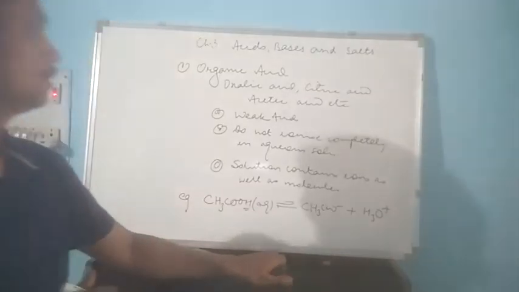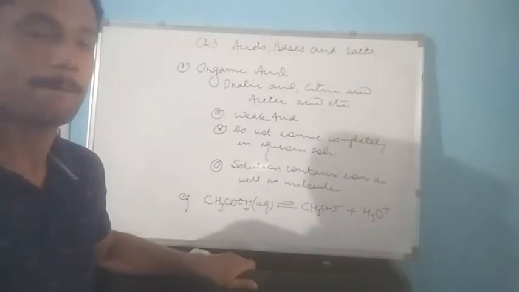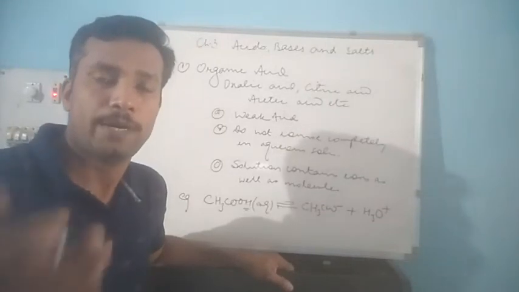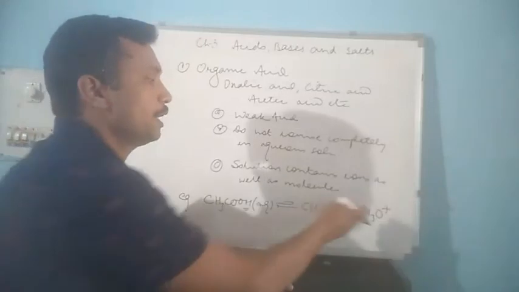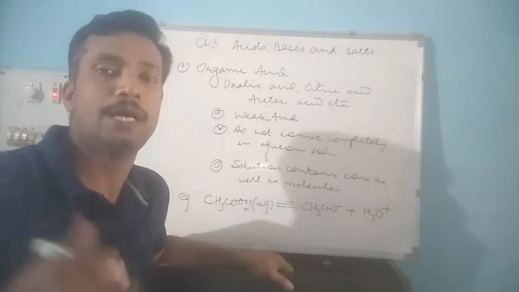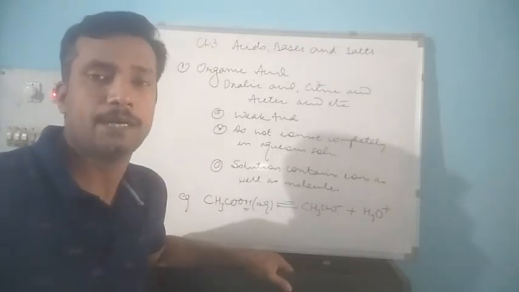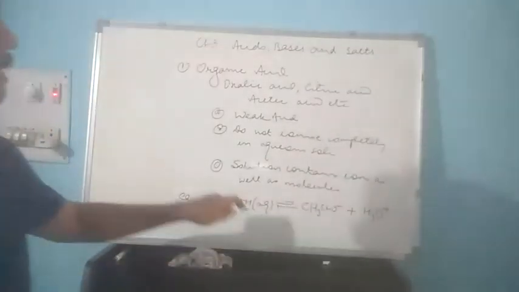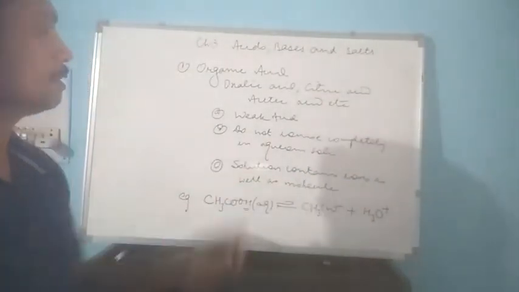Now, it does not ionize completely in aqueous solution. It means that if we take 20 gram of acetic acid, maybe only 1 gram will produce hydronium ion. That means only 1 gram of acetic acid will ionize, and the remaining 19 gram will remain in the form of molecules. So that's why the solution will contain ions as well as molecules. So this is about the organic acids.